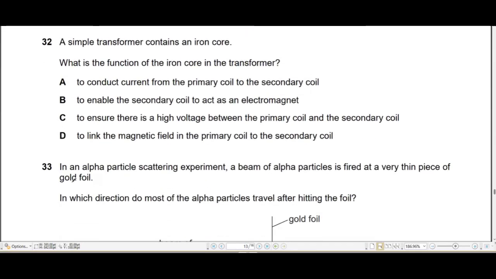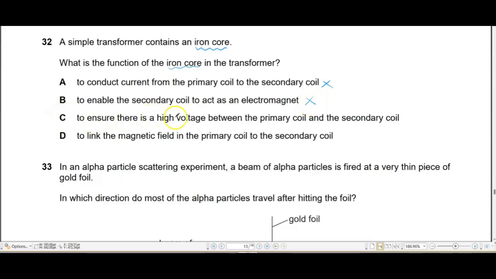Moving on to question number 32. A simple transformer contains an iron core. What is the function of the iron core of the transformer? Basically, its function is to link the magnetic field in the primary coil to the secondary coil. So A, to conduct current from the primary coil to the secondary coil. No, this is not correct. This is not its function. To enable the secondary coil to act as an electromagnet. No, this is not correct.